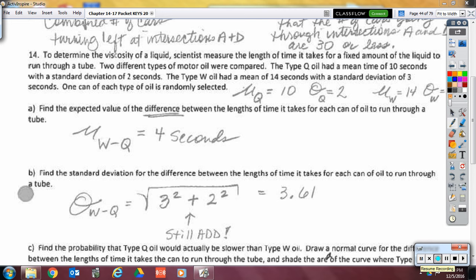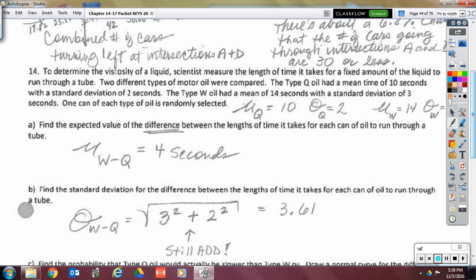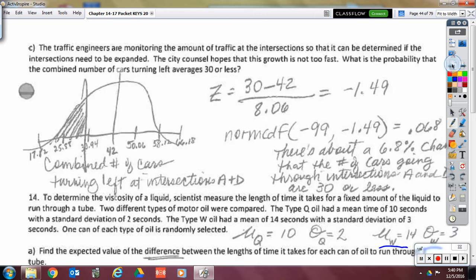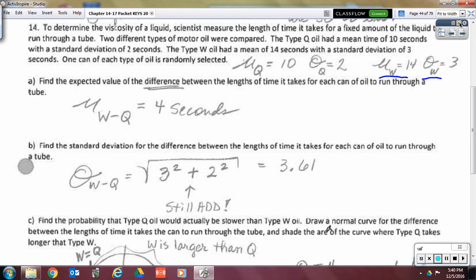I hope that you have done A and B. I think that you can do those ones. So here we are wanting to know the difference between the viscosity of those two liquids, type Q and type W. So we had the average for Q and standard deviation for Q, the average for W, and the standard deviation for W. So first we did our little subtraction.